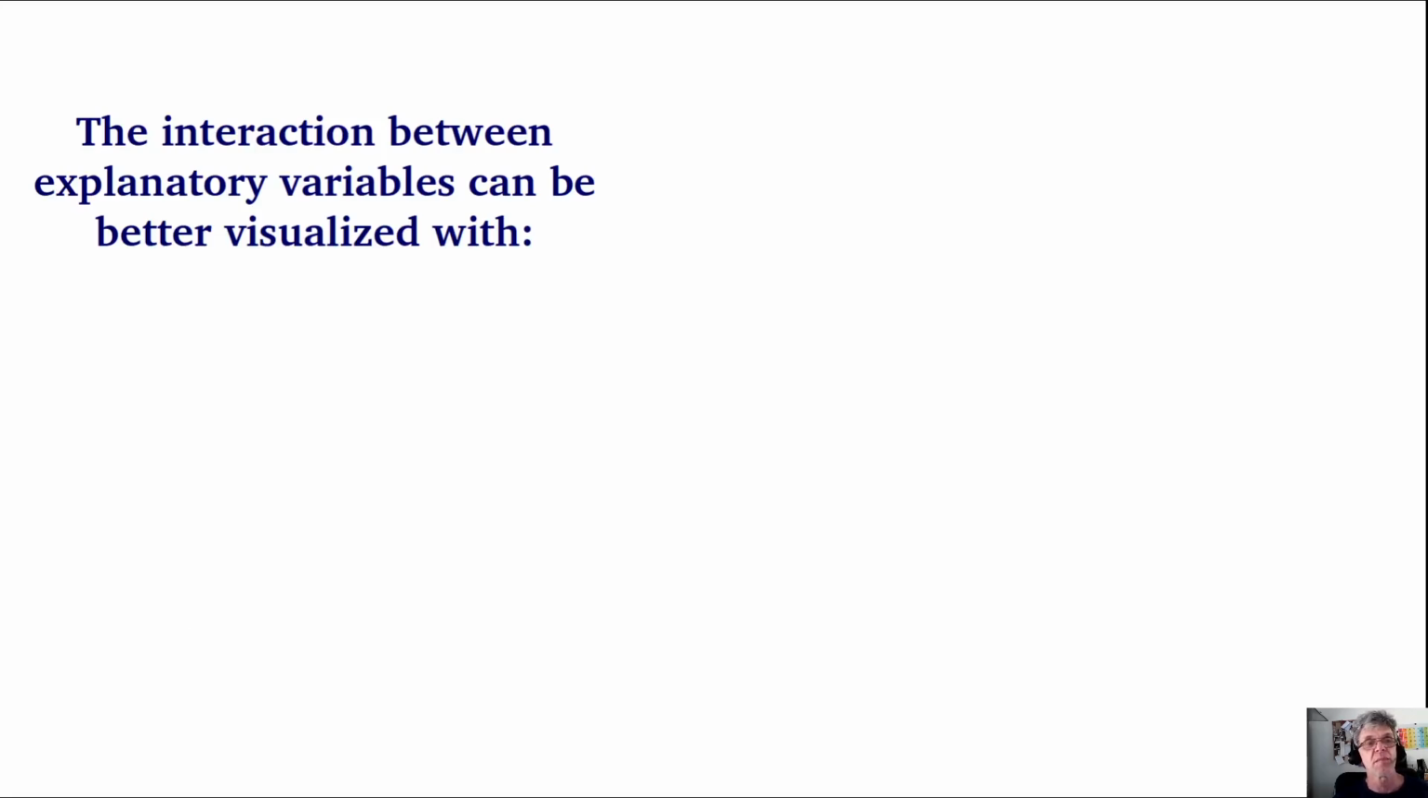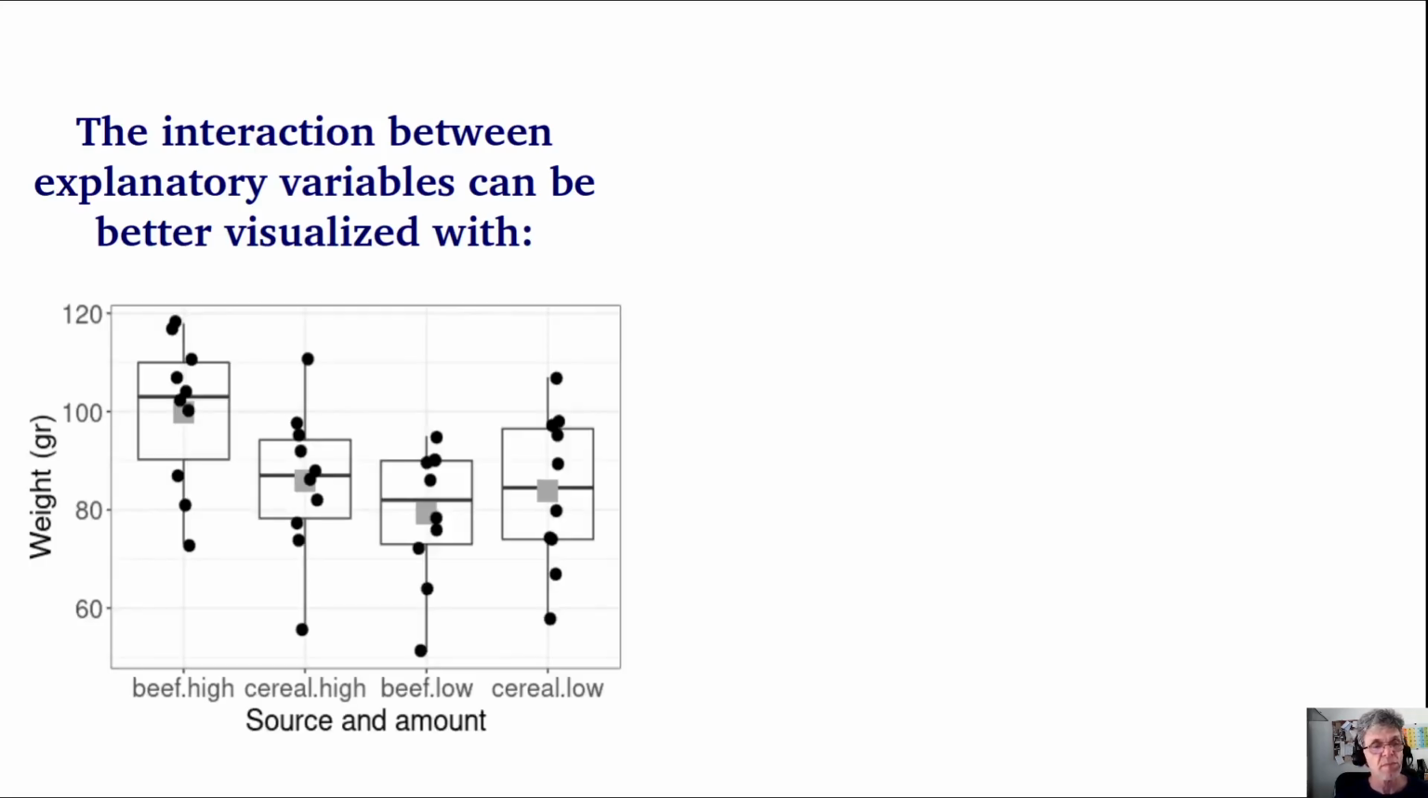The interaction can be better visualized in a box plot. In this case, the four categories arise because of the 2x2 combinations of the explanatory variables, source and amount, and we see that just taking the mean, for instance, which is the gray square, the magnitude of the difference between beef high and beef low is different from the magnitude of the difference between cereal high and cereal low.